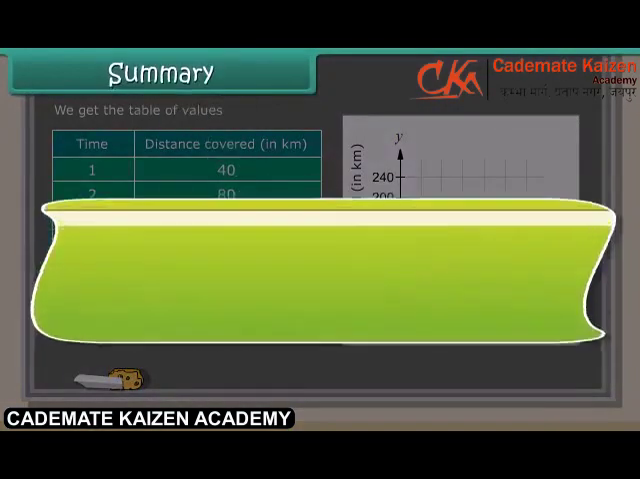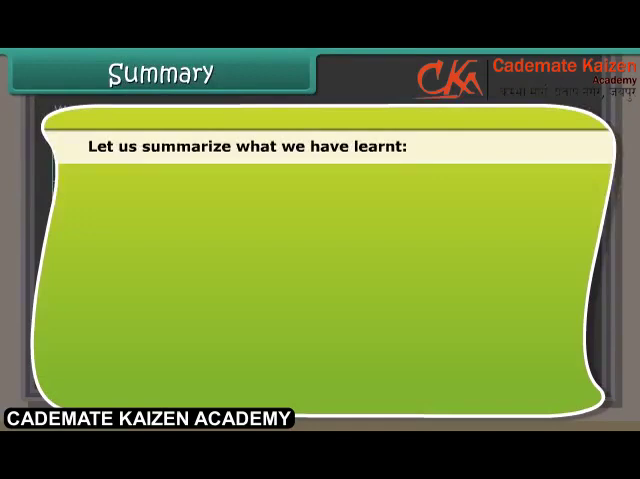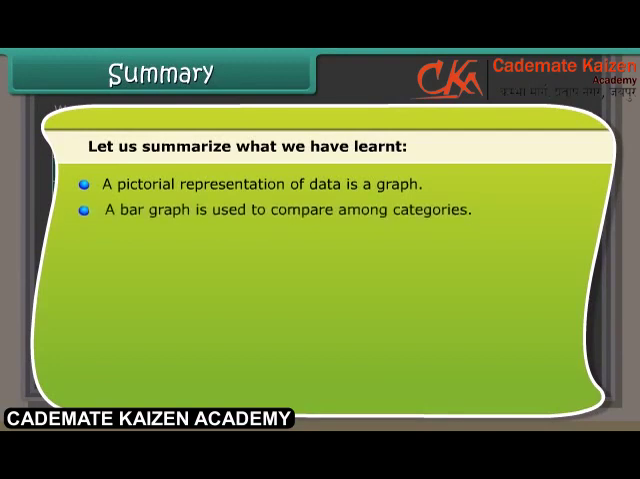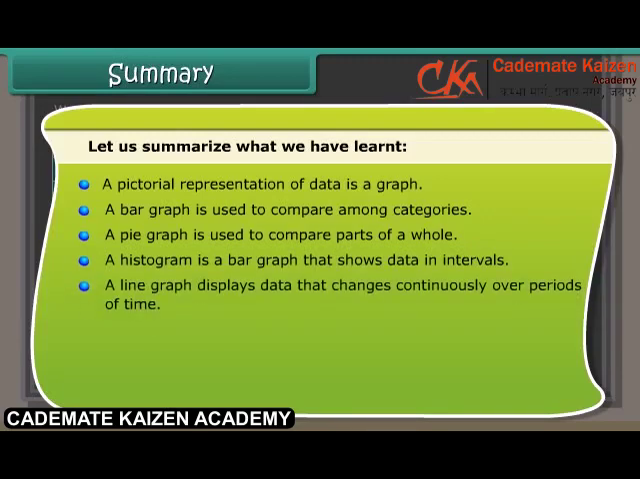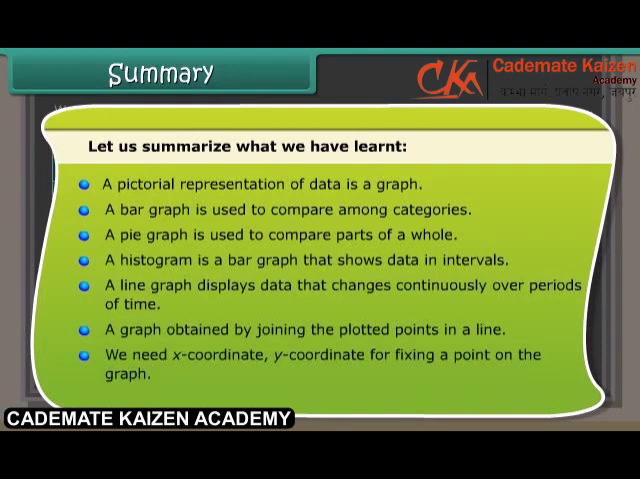Summary. Let us summarize what we have learned. A pictorial representation of data is a graph. A bar graph is used to compare among categories. A pie graph is used to compare parts of a whole. A histogram is a bar graph that shows data in intervals. A line graph displays data that changes continuously over periods of time. A graph is obtained by joining the plotted points in a line. We need the x-coordinate and y-coordinate for fixing a point on the graph. We can show direct variation through a line graph.